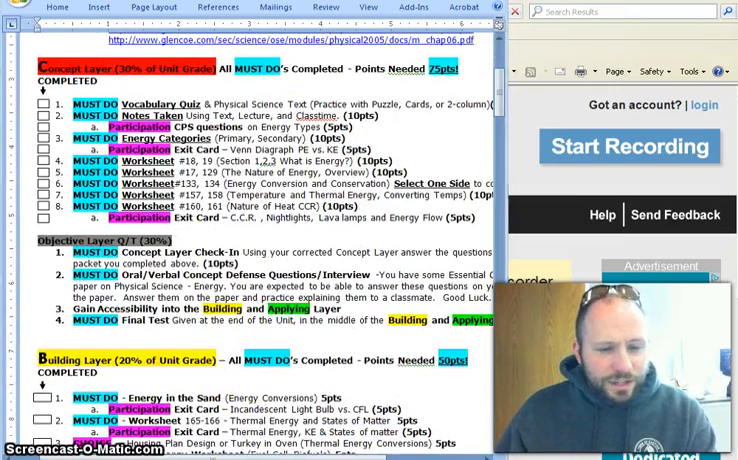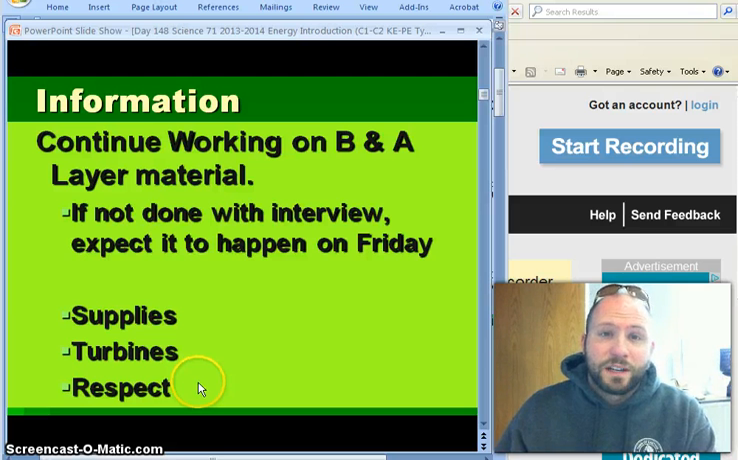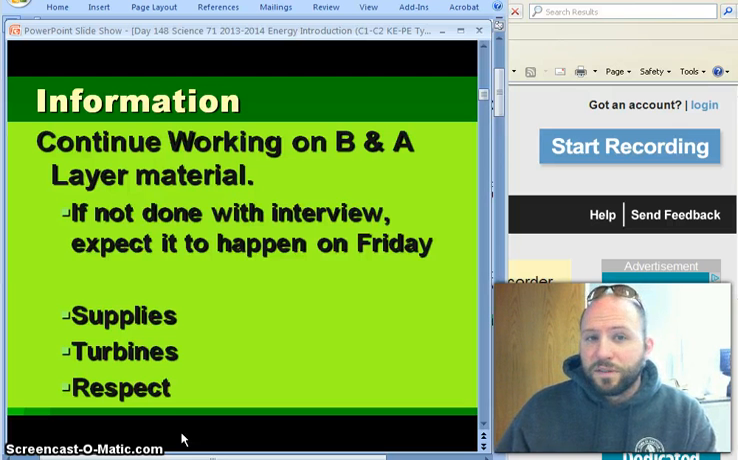So let's finish up with this right here. Again, respect for supplies. So that takes care of the science. You're good to go. First half, work on B layer and A layer. Second half, human footprint video.